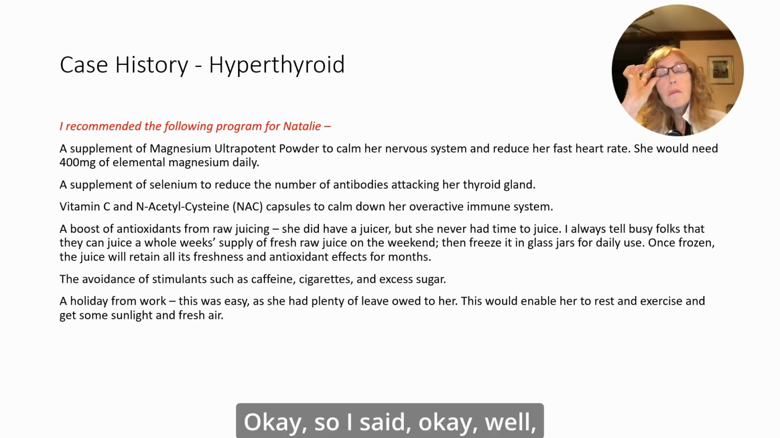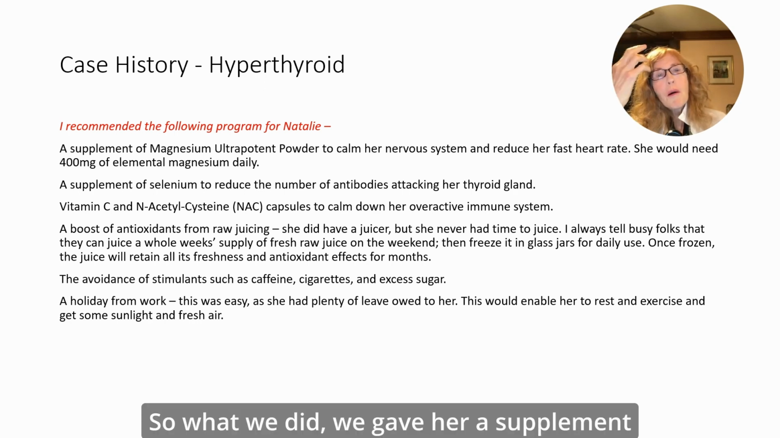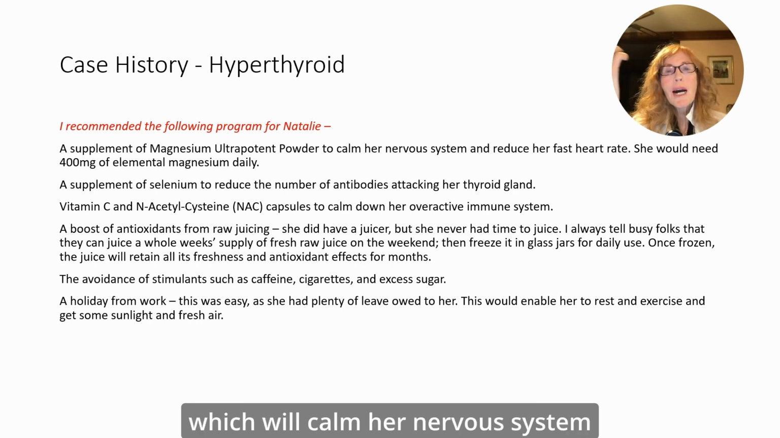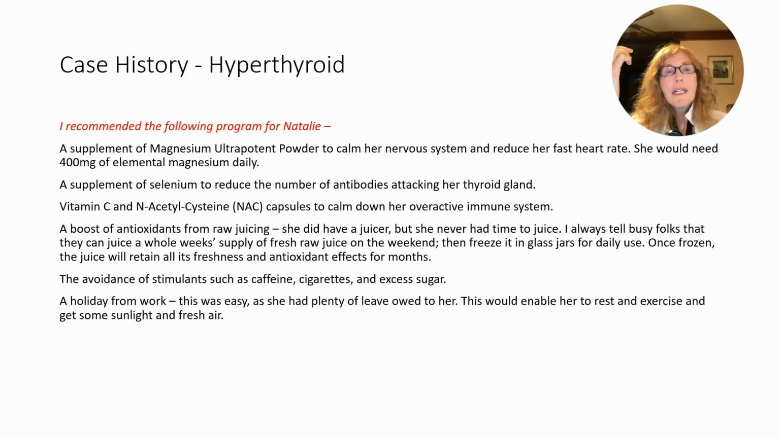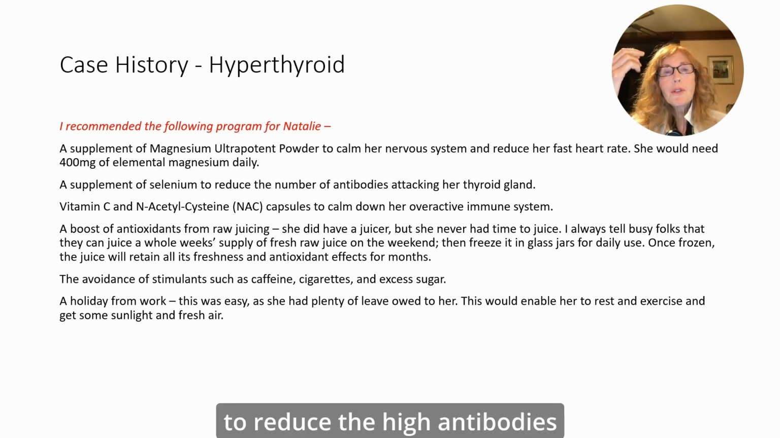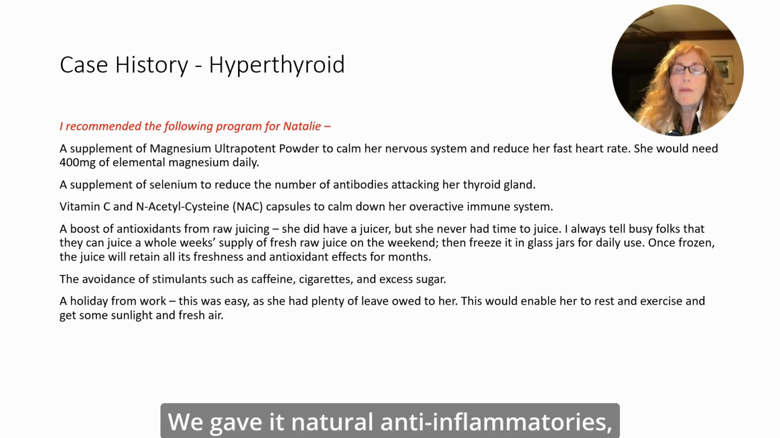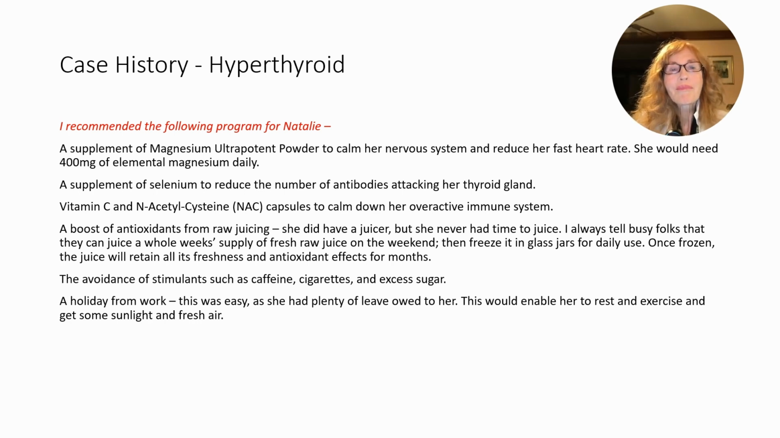Okay, so I said, well, let's try a natural program. So what we did, we gave her a supplement of magnesium ultrapotent, which will calm her nervous system and reduce her fast heart rate. We gave her some selenium to reduce the high antibodies attacking her gland. We gave her natural anti-inflammatories, NAC, and vitamin C.